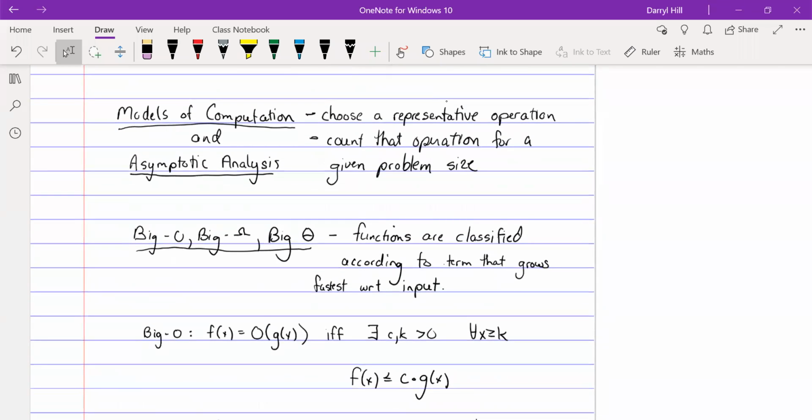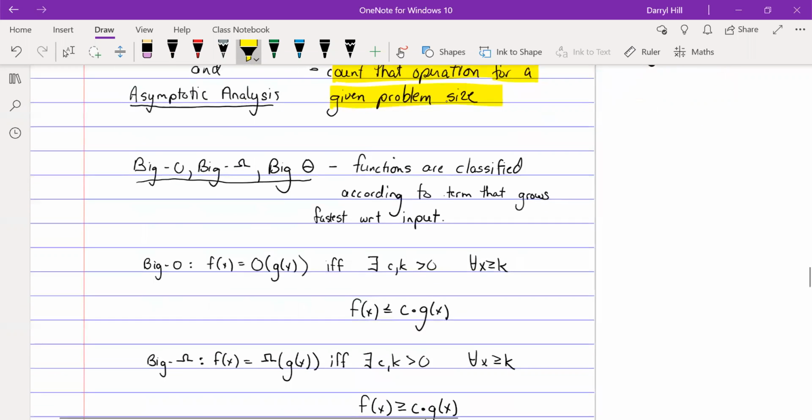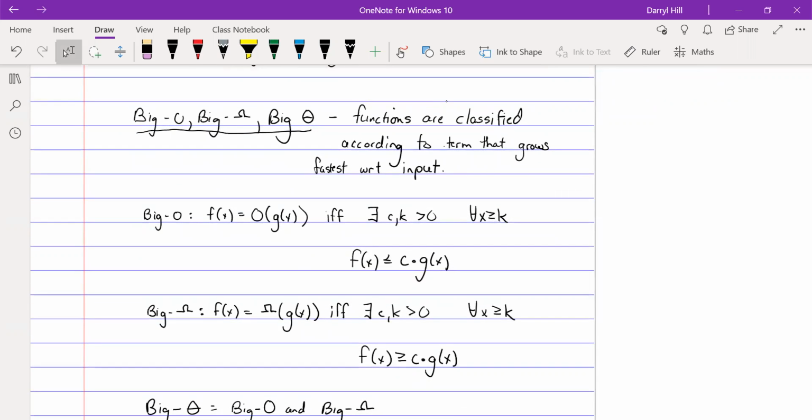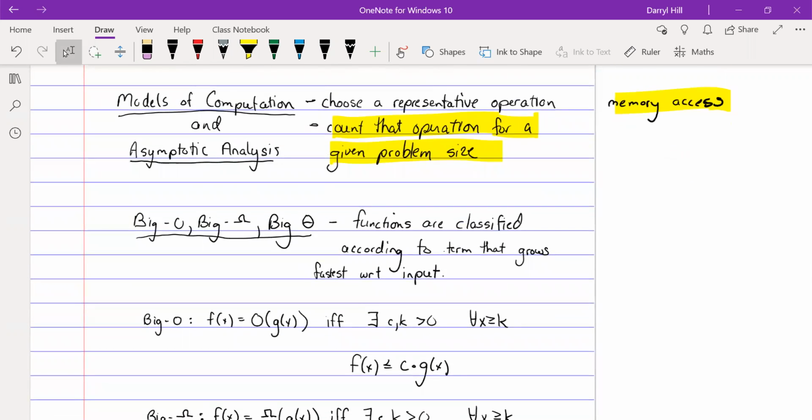Models of computation. So we choose a representative operation. So that might be memory access. That typically tends to be pretty expensive. And then we count that operation for a given problem size. And so what we select is the model of computation. And we've seen examples of taking an algorithm written in either code or pseudocode and then counting certain operations. We counted foo and bar on the last assignment, which were just arbitrary operations. So your model of computation can be any type of operation.